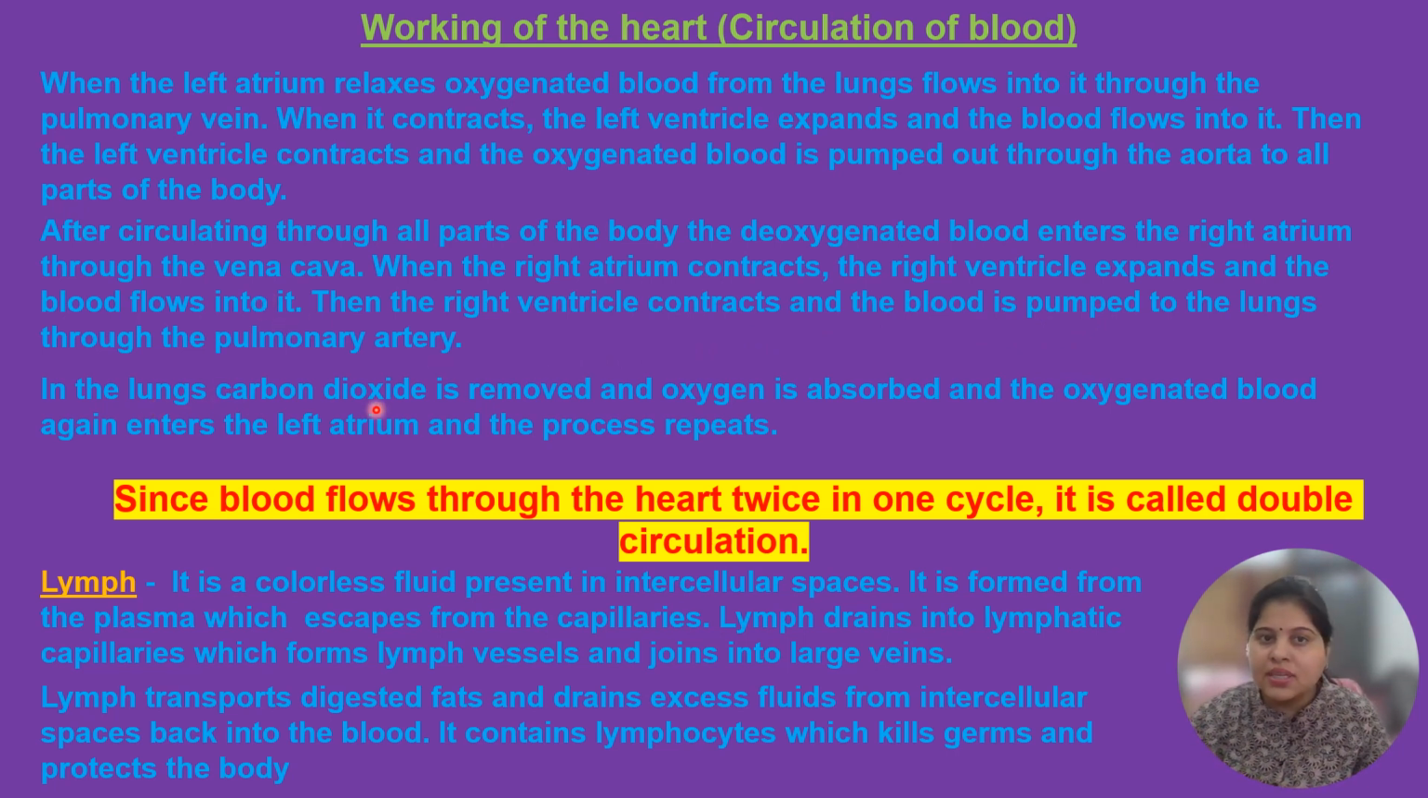So in the lungs, carbon dioxide is removed and oxygen is absorbed. So this process is oxygenation, and oxygenated blood again enters the left atrium and the process repeats. So during this one cycle, blood flows through the heart twice, two times. So that's why this circulation is also known as double circulation.